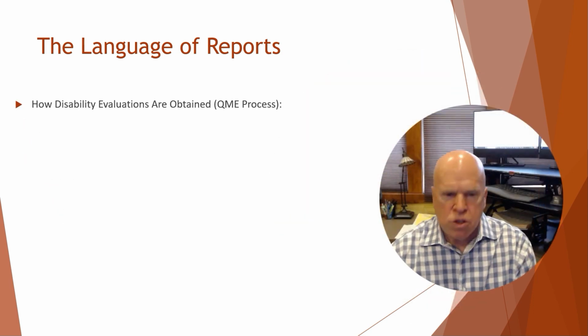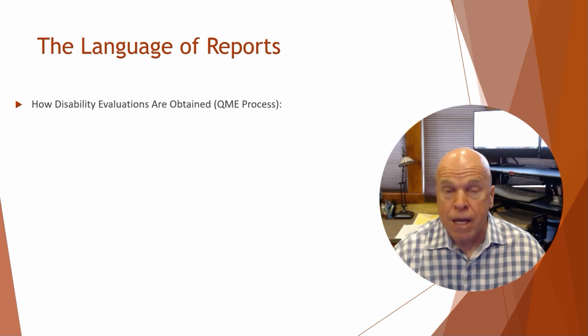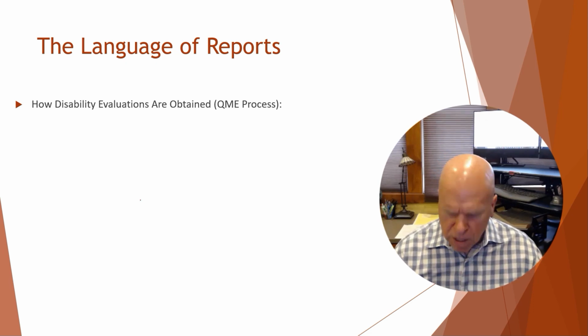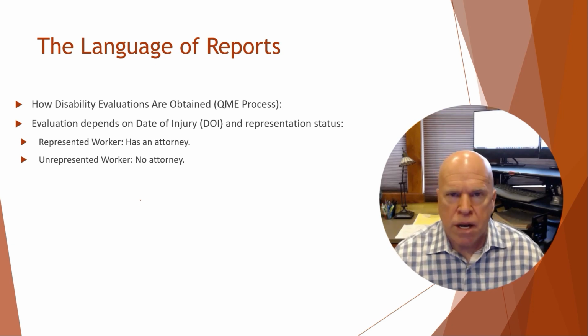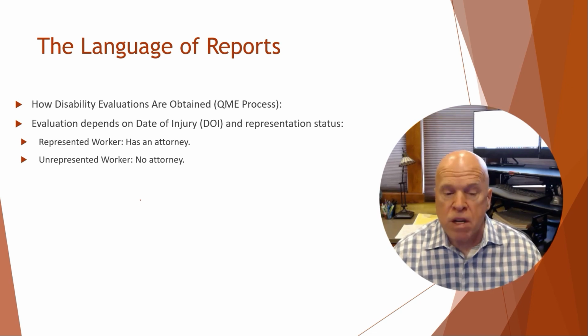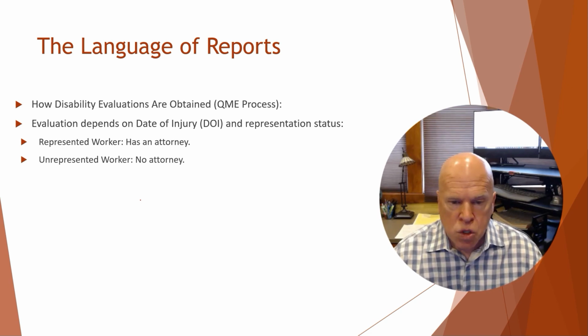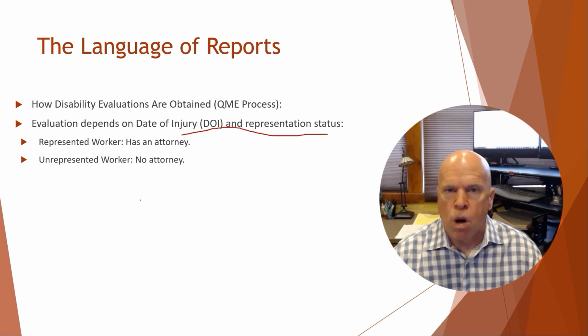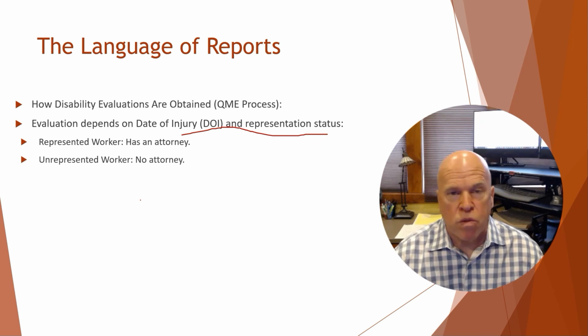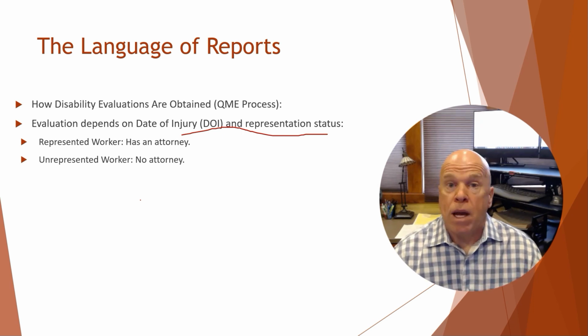So how are these disability evaluations obtained? In other words, how do you get the job? How are you called in to do an evaluation on an injured worker? Well, the process whereby you are assigned these cases varies depending upon the date of injury and whether or not the examinee is represented or unrepresented. We talked a little bit about this in session number 1. This is what's referred to as the QME panel process.